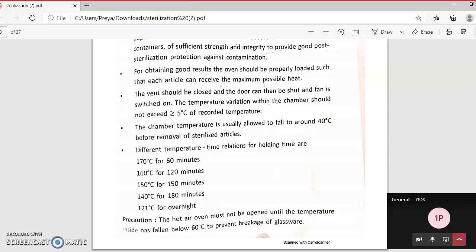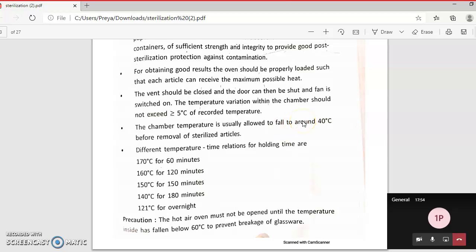The chamber temperature should be allowed to come down to 40 degrees before removal of the sterilized article. That means if you have set a temperature of 180 degrees centigrade, then after completion you should allow the temperature to decrease to 40 degrees. You cannot directly open it. Suppose you have run it for 2 hours at 180 degrees, you cannot directly open it.